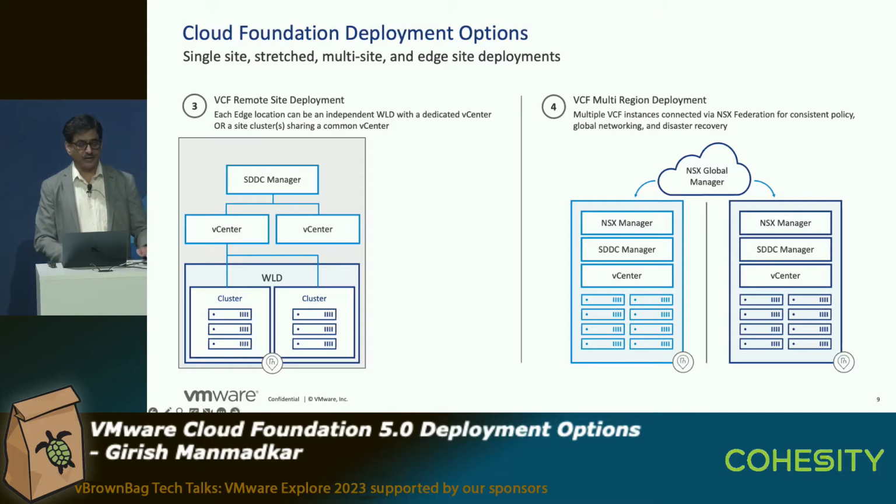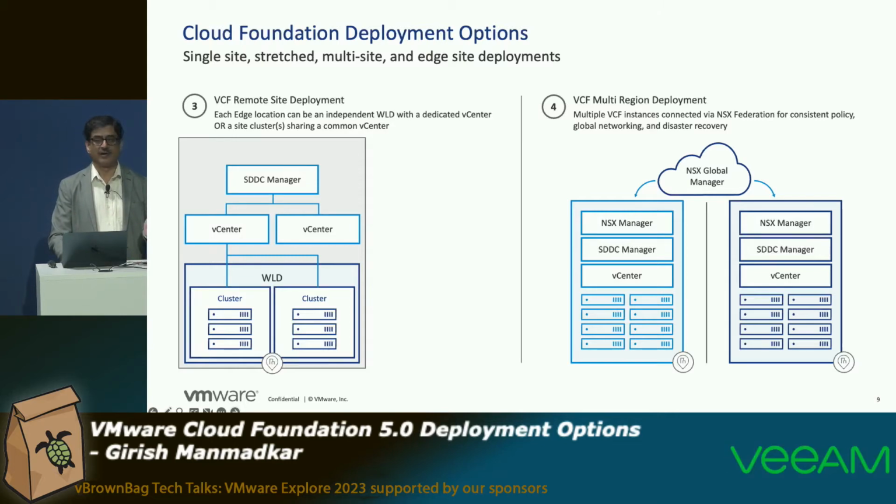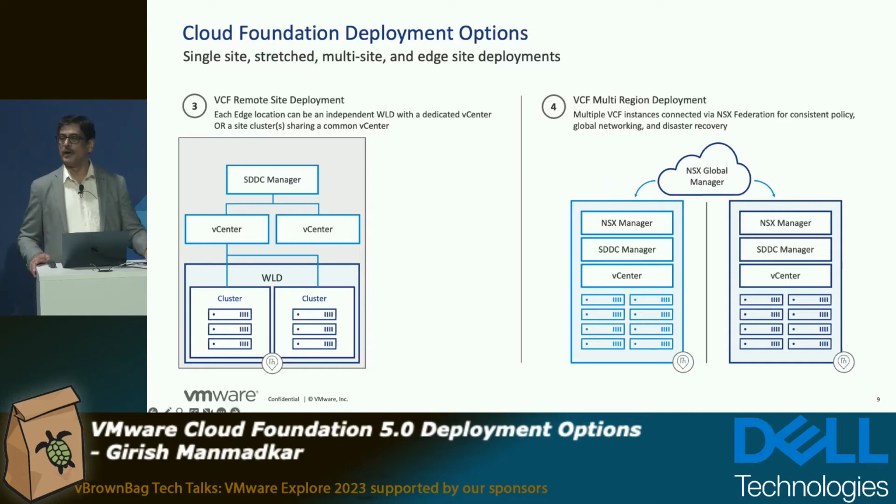And again, option number 4 is multi-region. If you have different availability zones, you can deploy VCF and have your NSX load balancer managing where you want to deploy workloads, depending on the logic that you built into your load balancer, or from the region where the request is coming, a VM will be deployed.